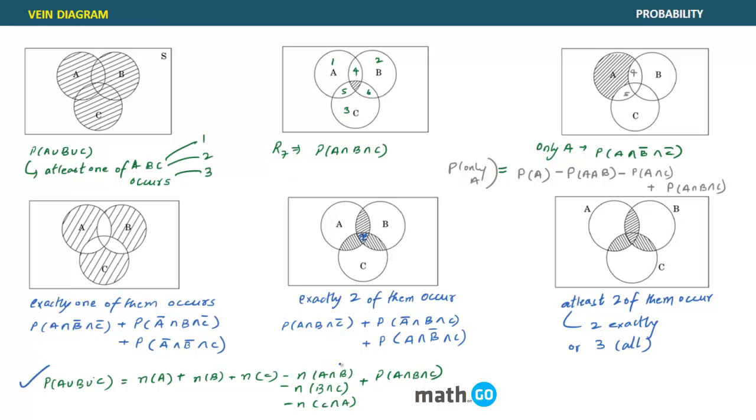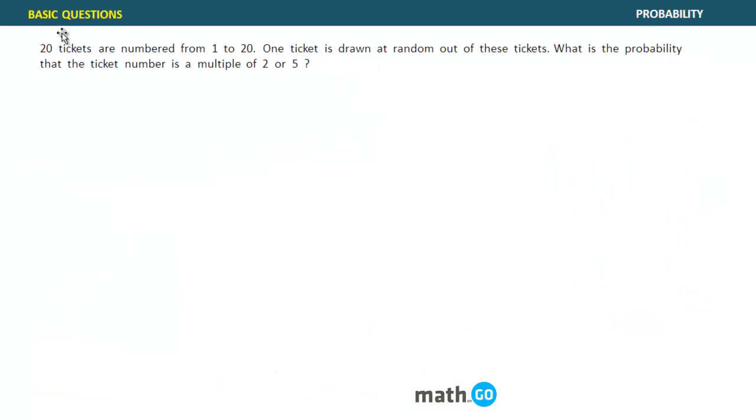All right. Clear? Now let's look at basic questions which are based on a combination of Venn diagrams and the basic stuff that we have done. It says 20 tickets are numbered from 1 to 20. One ticket is drawn at random out of these tickets. What is the probability that the ticket is a multiple of 2 or 5?